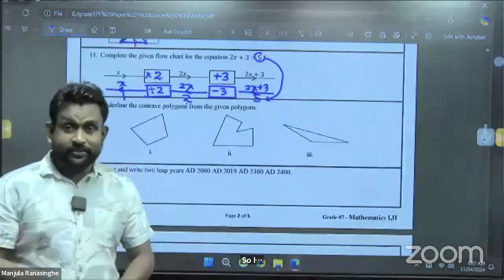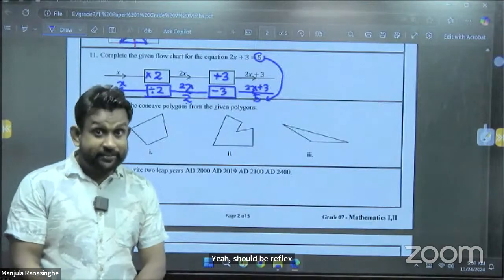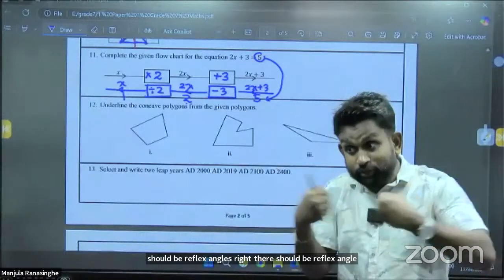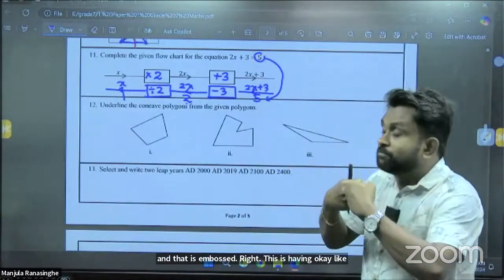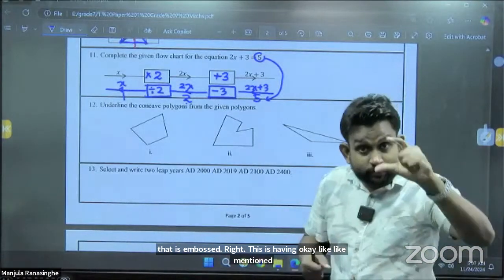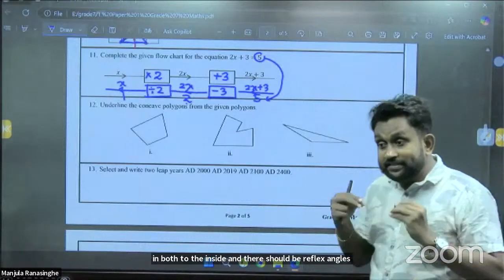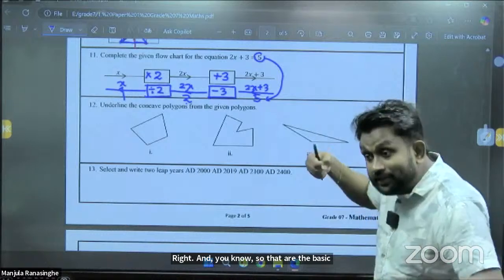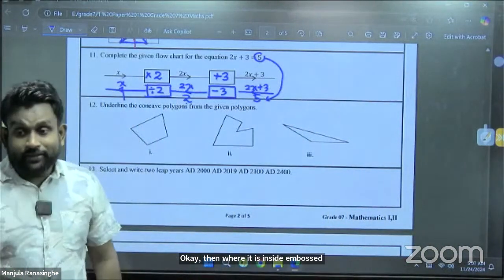That is a good point. There should be reflex angles, right? And it has a cave, embossed to the inside, and there should be reflex angles. Those are the basic features you can identify. Then look for where it is embossed inside.